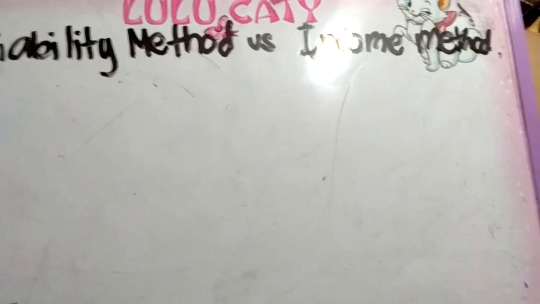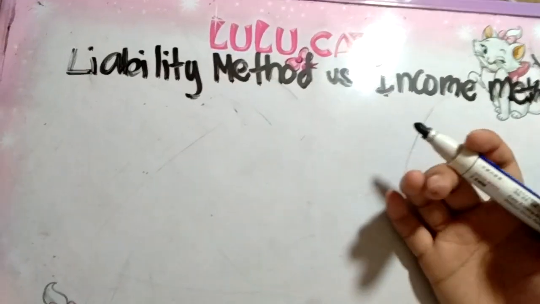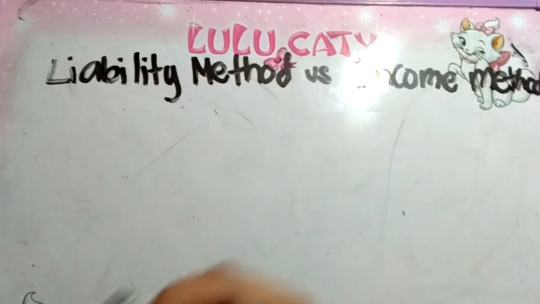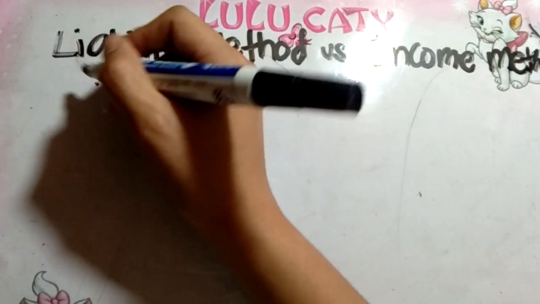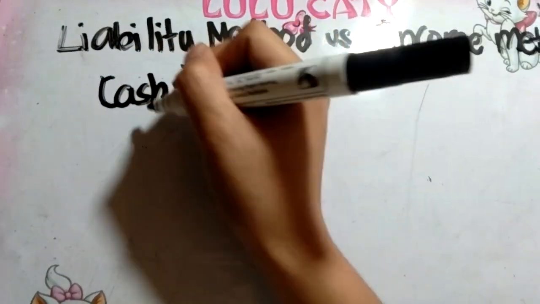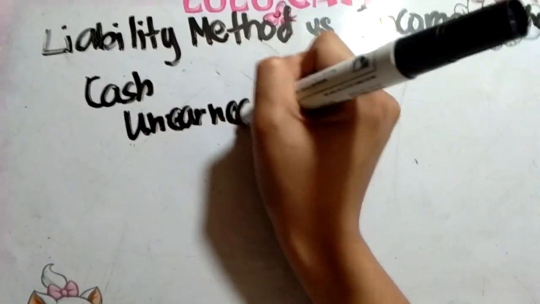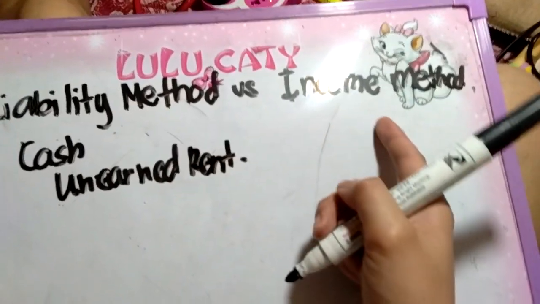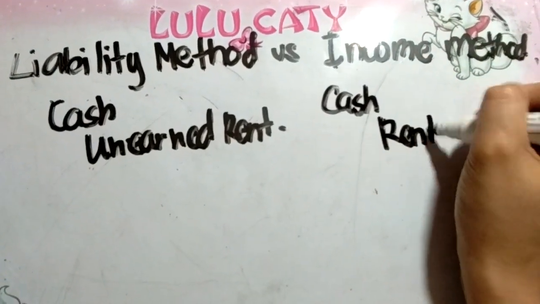Naman, is liability method versus income method. Normally, ito ginagamit pag kunwari nag-advance yung customers mo sa'yo. So, kunwari, nag-advance sila ng rent. Usually, pag liability method, we are using cash for debit and credit is unearned rent. But usually people use the income method, which is cash and rent income.